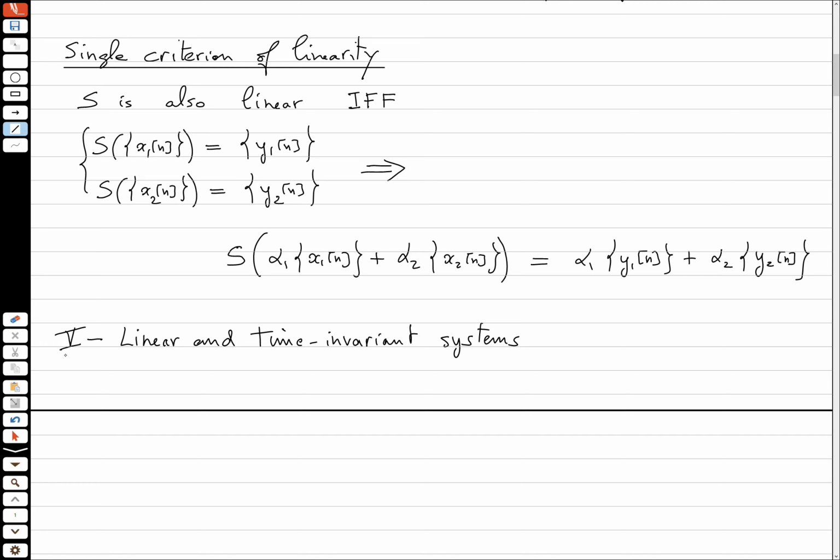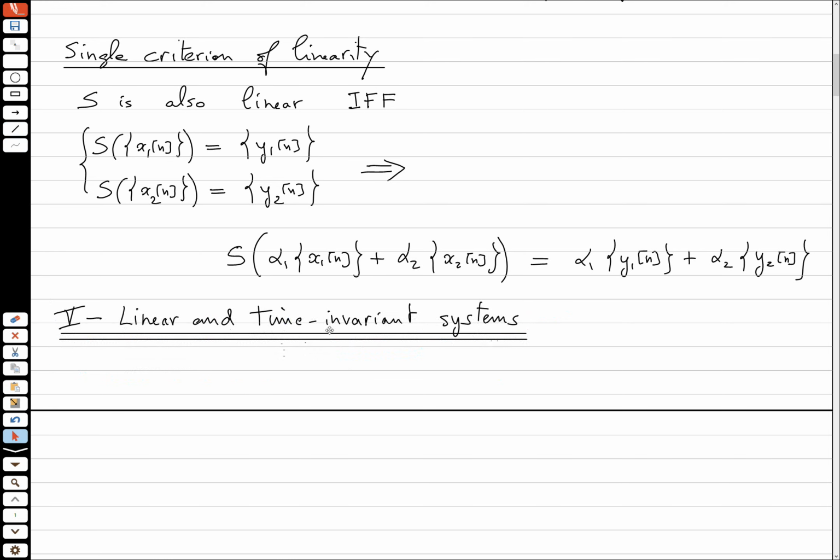And the reason is that when you have a system that combines the two properties, linear and time invariant, something happens. This system becomes a jewel, a diamond. What do I mean? Suddenly, if you have a black box that is both linear and time invariant, some miracle is going to happen in it.